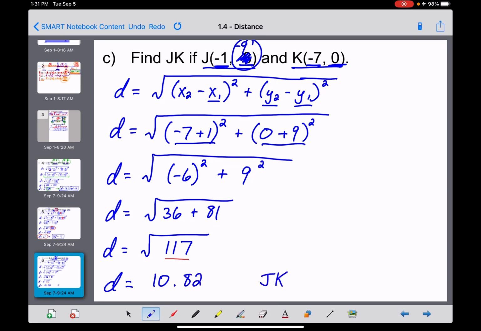10.82, and that would be my answer, guys. The measure of JK is approximately equal to 10.82 because they're not all going to work out perfectly, and that's why I changed that -8 to a -9. I wanted you guys to see that.